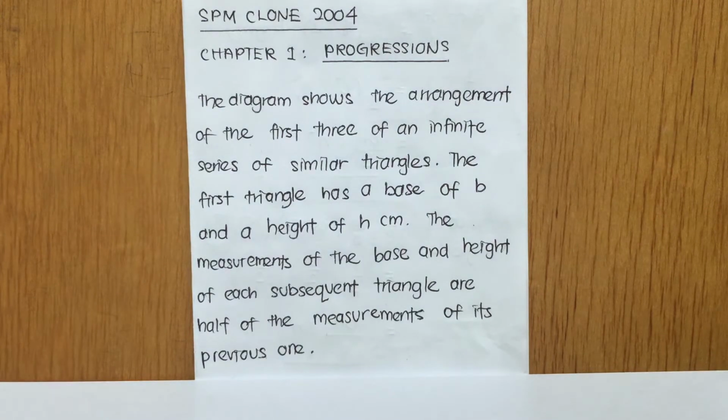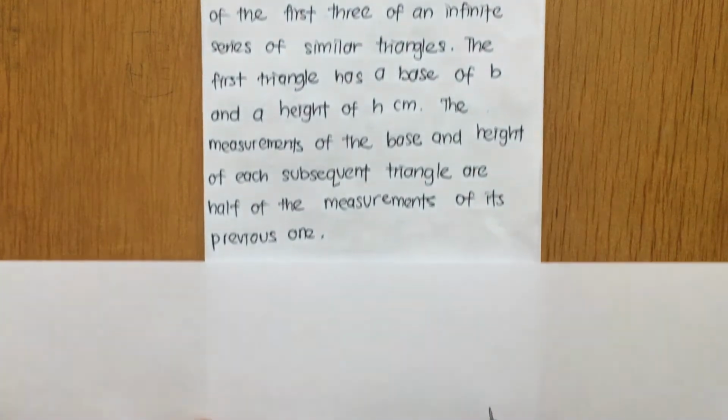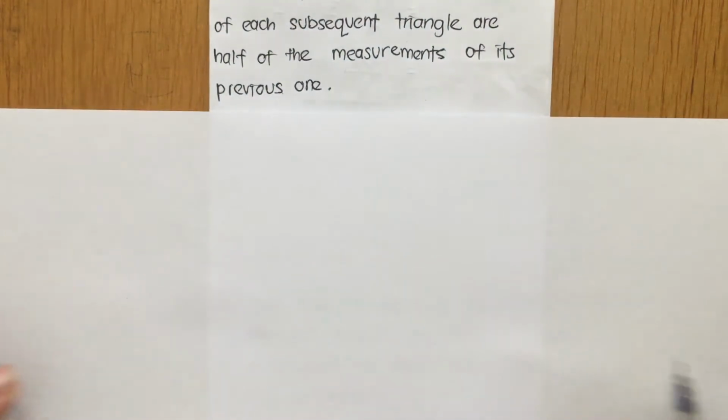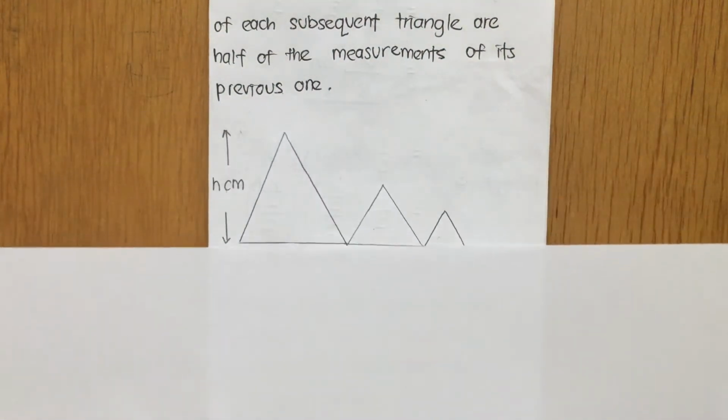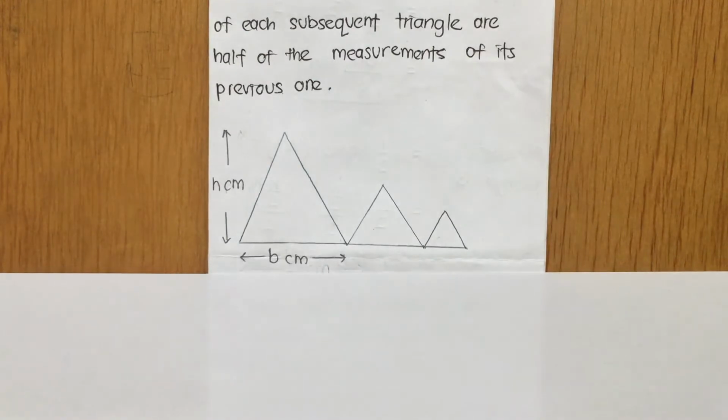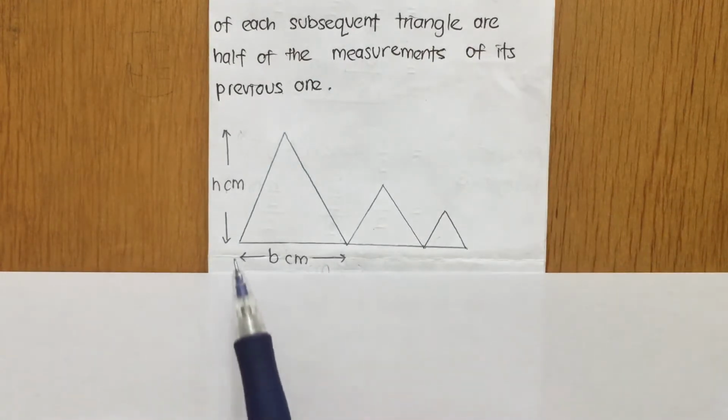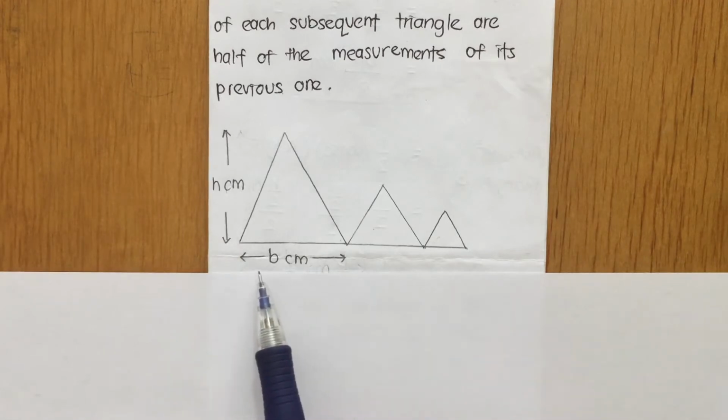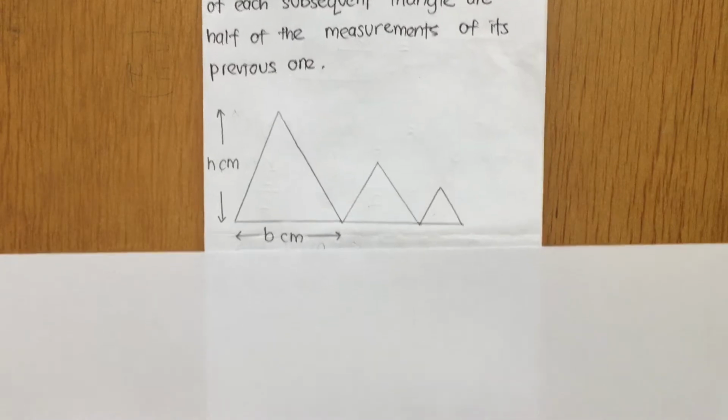So let me show you the diagram now. Okay, so this is the diagram of the three triangles. As you can see here, the first triangle has the height of h centimeter and the base has the length of b centimeter. Okay, and this is the third triangle, guys. Okay, continue to read the remaining question.